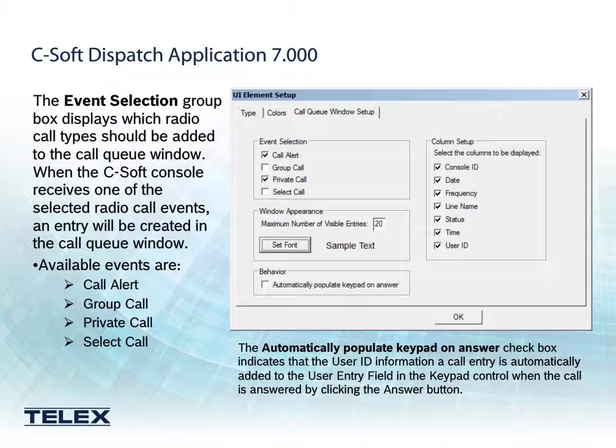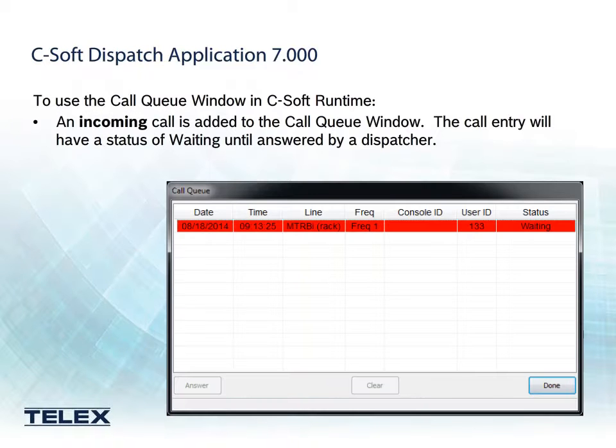When the Automatically Populate Keypad on Answer checkbox is checked, the user ID information on the call entry will automatically be added to the user entry field in the keypad control when the call is answered by clicking the Answer button. When a new incoming call is added to the call queue window, the call entry will have a status of waiting until answered by a dispatcher.